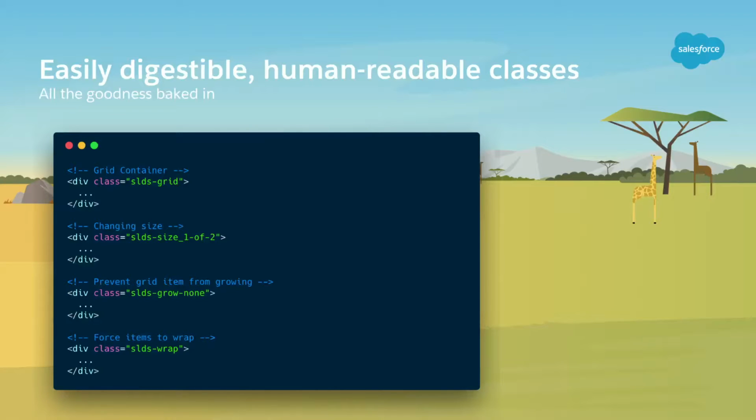So here you can see I have my grid container, which is SLDS Grid. I want to apply a size or a width to my grid item. So I have SLDS size 1 of 2, and we'll get into that later. SLDS grow none. I'm preventing that grid item from growing. And then SLDS wrap. By default, our grids don't wrap, so this is a mechanism to extend upon what our defaults are. But like it says, it wraps all the elements.